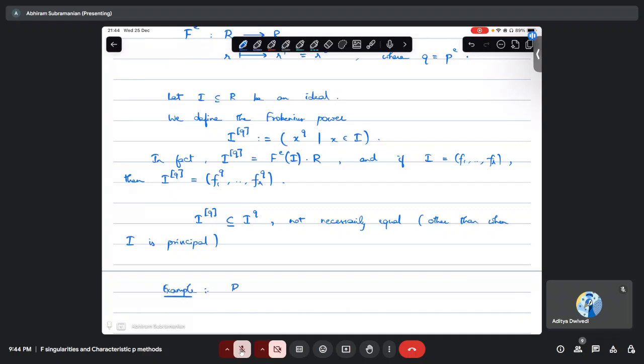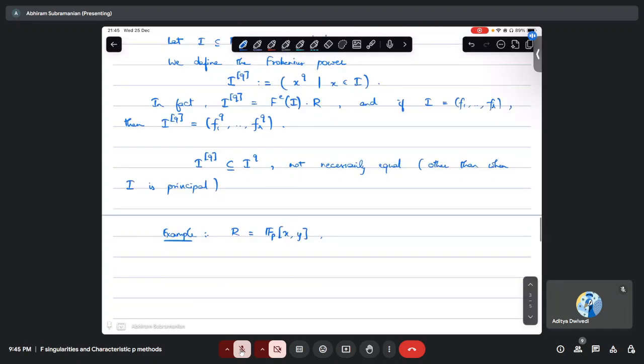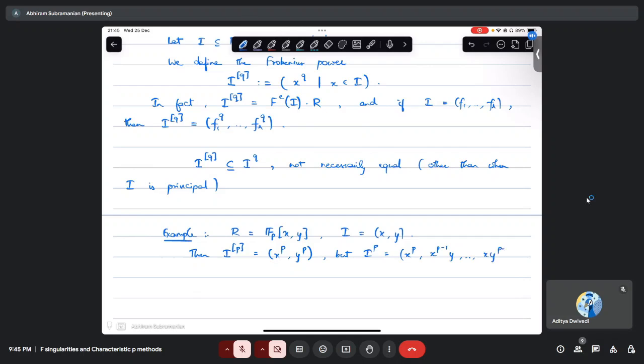say R is F_p[x, y], and I is the ideal (x, y). Then I^[p] is the ideal generated by x^p and y^p. But I^p is all the monomials of degree p: x^p, x^(p-1)y, and so on, x y^(p-1) and y^p. So I^[p] is not equal to I^p. Is this okay?